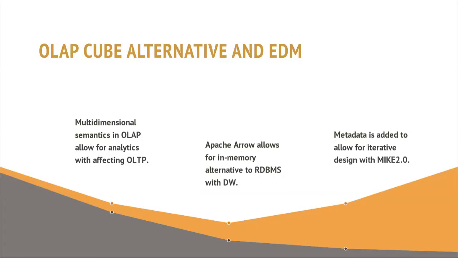An alternative to an RDBMS is an OLAP technology called Apache Arrow, which allows for in-memory alternatives with data warehousing. And next, metadata is added to allow for iterative design with MIKE 2.0. MIKE, which stands for Method for an Integrated Knowledge Environment, has information development as the key concept.